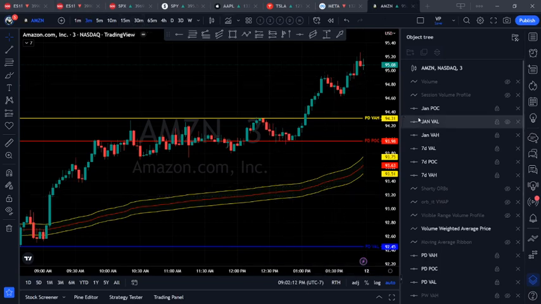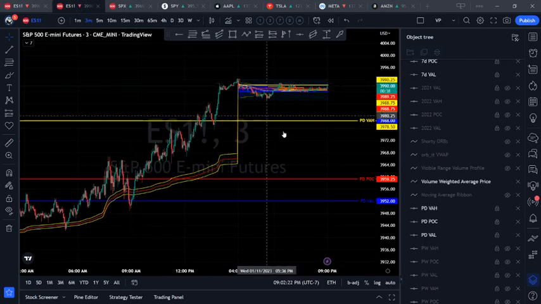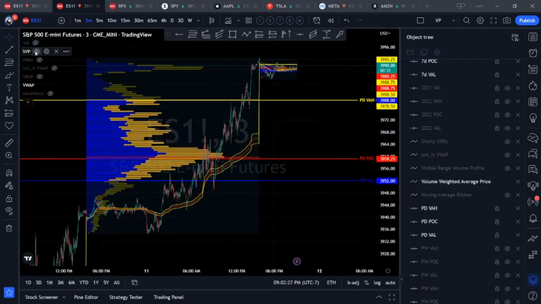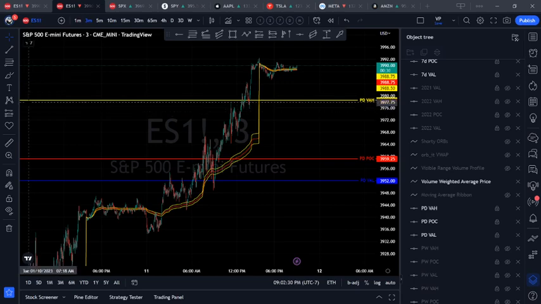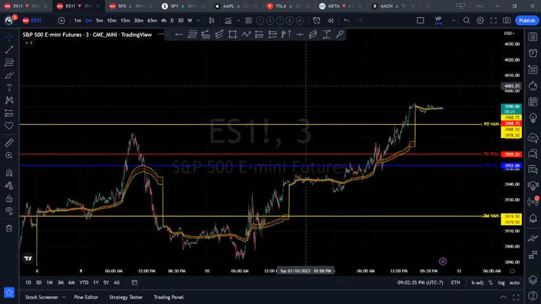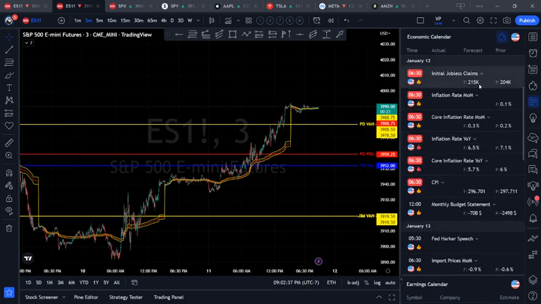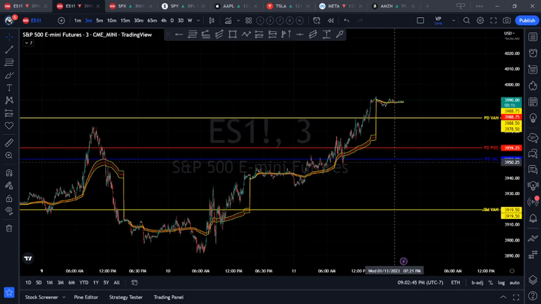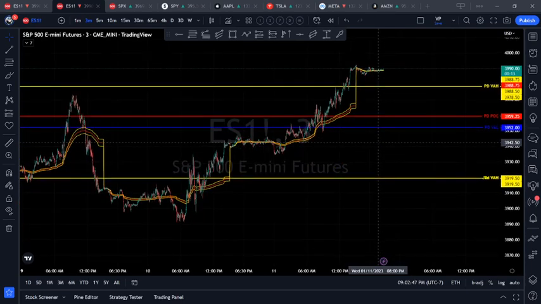All right, so that's everything at the moment for Amazon, Meta, Tesla, Apple, SPY, SPX, and ES1. I'm trying to look and see if there's anything else here today. But at the moment, those are my current levels. And again, a reminder, we have CPI tomorrow morning, just an hour before market open. And these are the levels I'm currently working with.